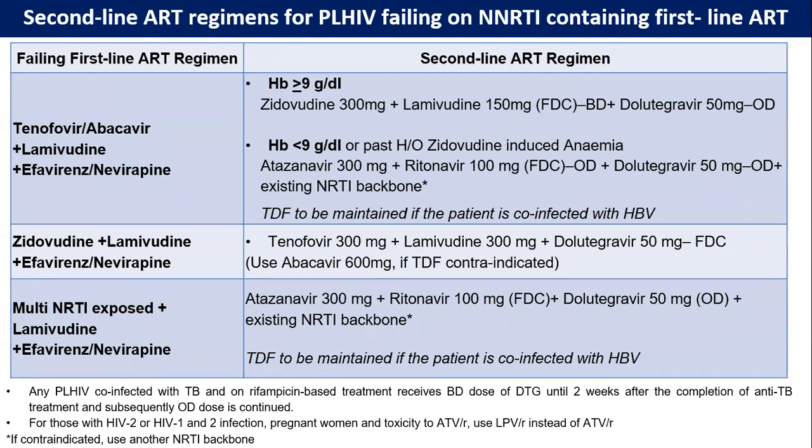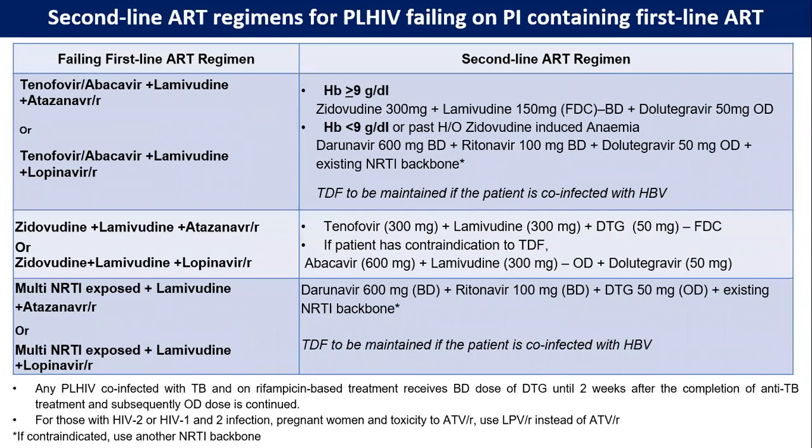For those with HIV-2 or HIV-1 and 2 infection, pregnant women, or toxicity to ATV/r, we use lopinavir ritonavir instead of atazanavir ritonavir, which we have already discussed. And for failing first-line ART regimen, tenofovir or abacavir plus lamivudine plus atazanavir ritonavir, or tenofovir or abacavir plus lamivudine plus lopinavir ritonavir, if hemoglobin is more than 9 gram, we go for ZLD.